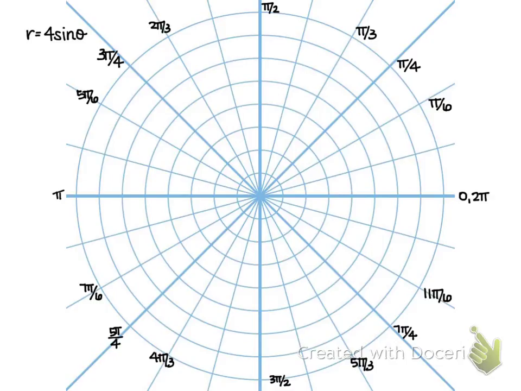So our first point is 0, 0. So that means we're kind of right in the middle here. So there's our first point. And remember, we're going to connect these in order. So now we go to the second ring on pi over 6.